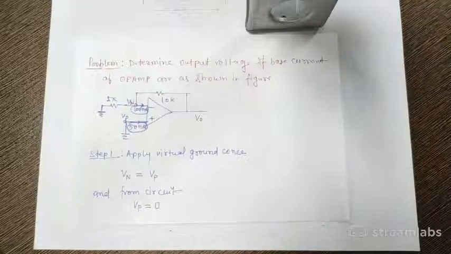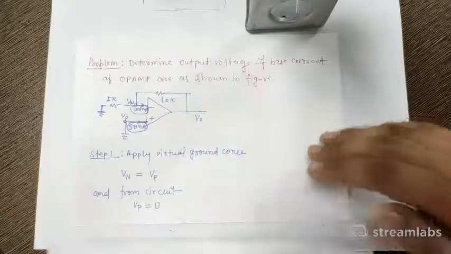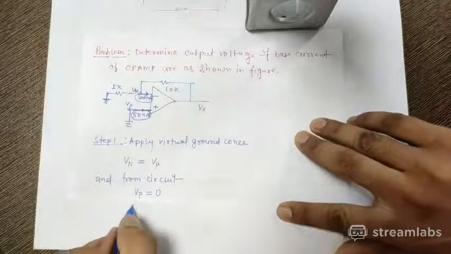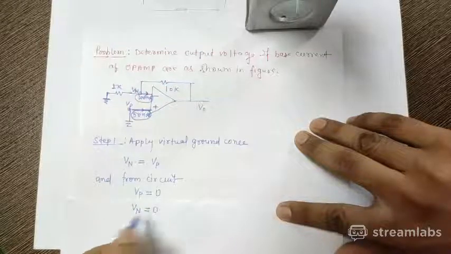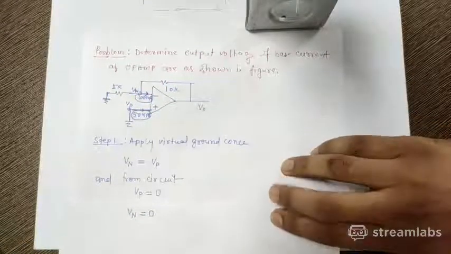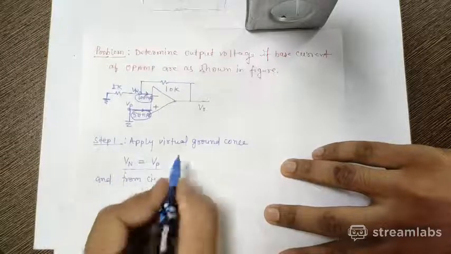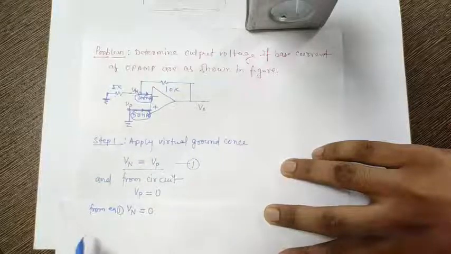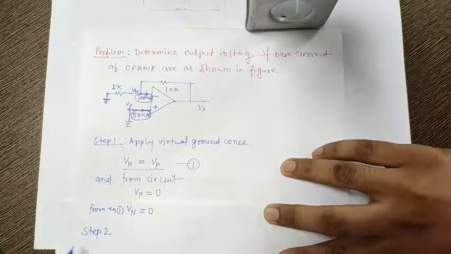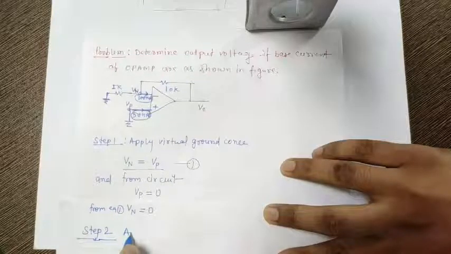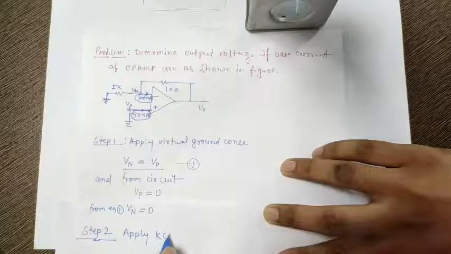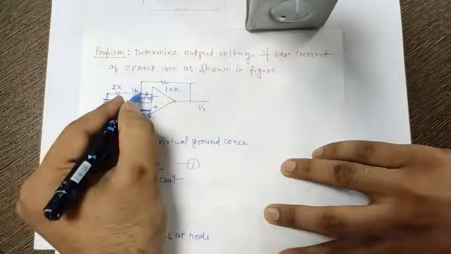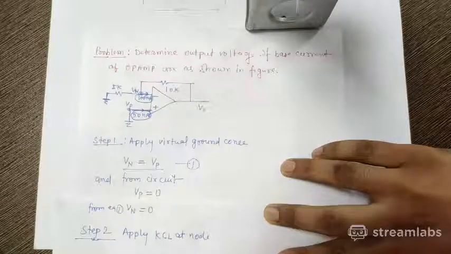As voltage of positive terminal is 0, therefore the voltage at negative terminal will be also 0, because Vp is equal to Vn from this. So from equation 1 we can say Vn is also 0. Second step to solve the OpAmp problem is apply KCL at node. So any other node available in the circuit, we have to apply KCL.